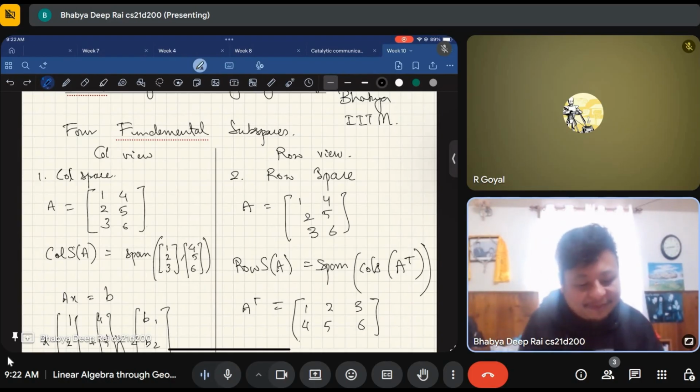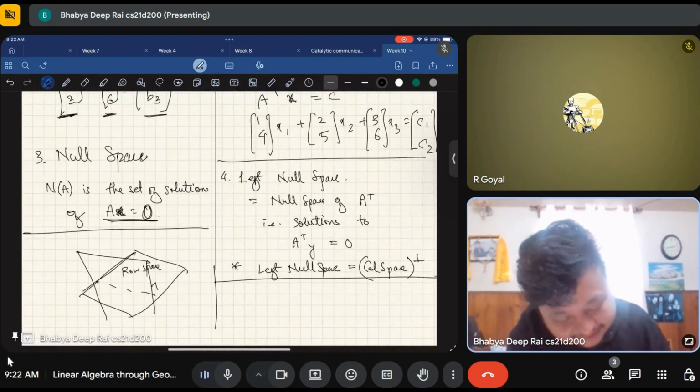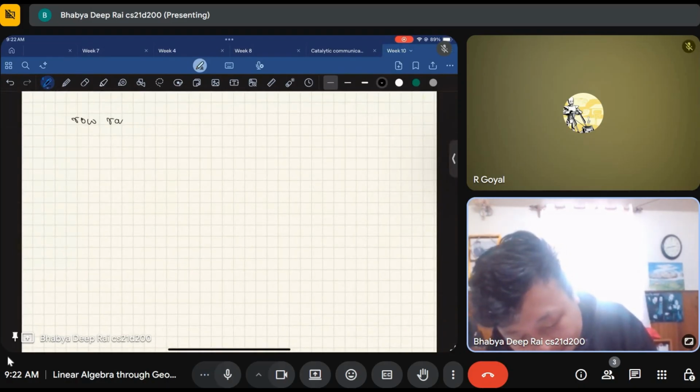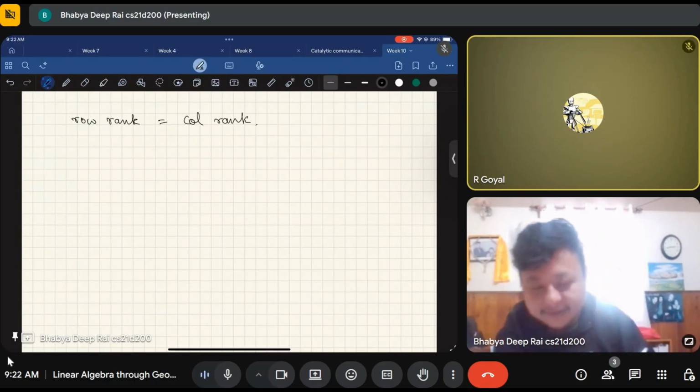This is possible because the following fact is always true: the row rank is equal to the column rank.